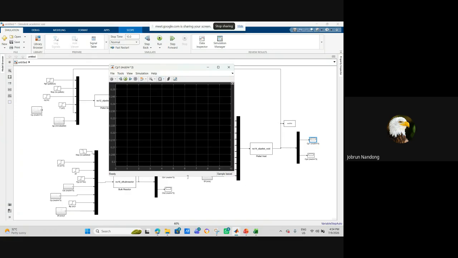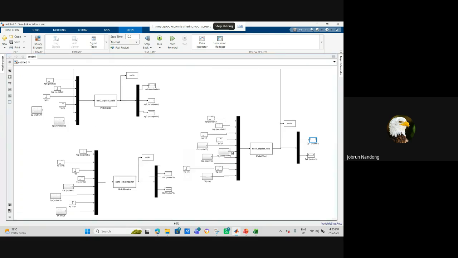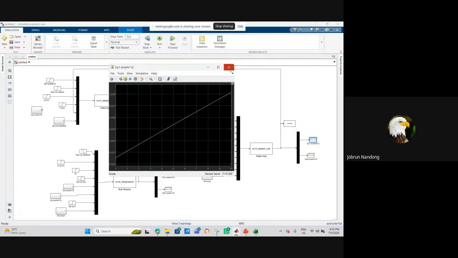Because now I'm sharing online, that's why this one is slow. Okay, it should be okay. Okay, there is a value there.